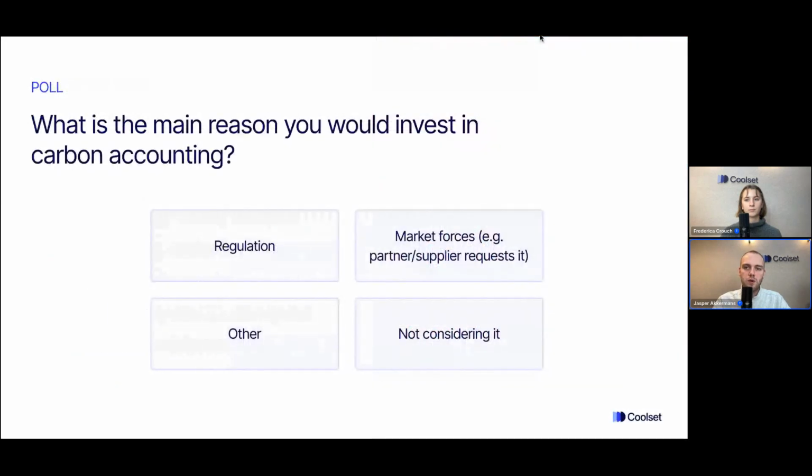Now, a quick poll before we get to the Q&A in a second. I'm seeing a lot of interesting questions coming in. Let me put it live for you here. So what is the main reason you would invest in carbon accounting? Regulation, market forces, other, or still not considering it?